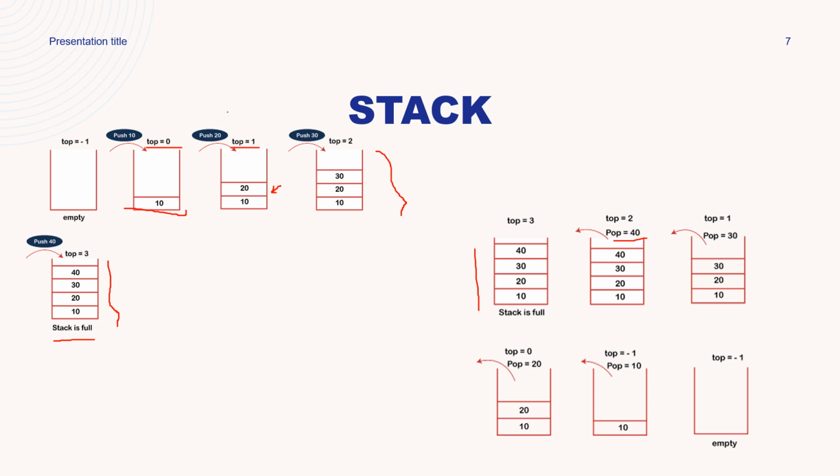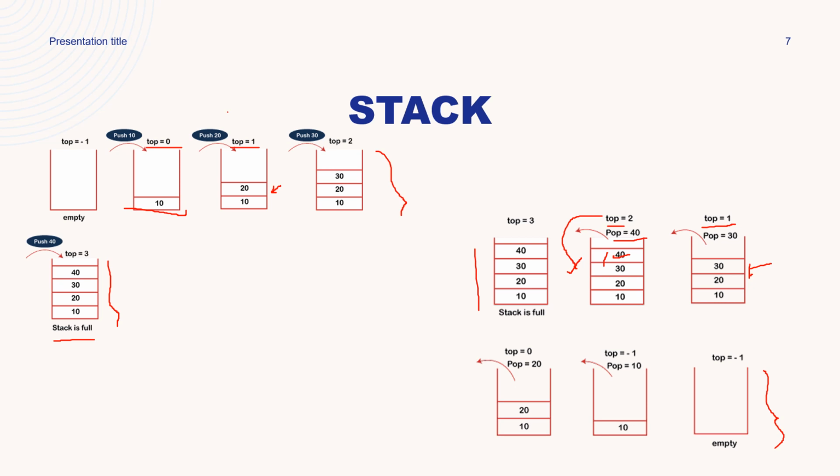So first, I'll remove this 40 from the stack, and then I'll decrement the top pointer by 1. Okay, so as the top pointer is 2, after that it will be 1, and the top pointer points to the 30. Okay, so in that way I'll pop out the elements. After popping out all the elements, my stack will be empty at the last.